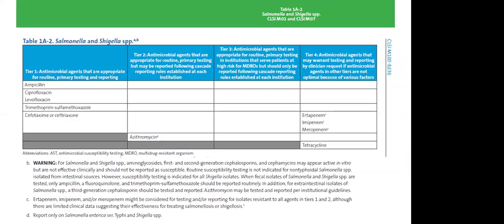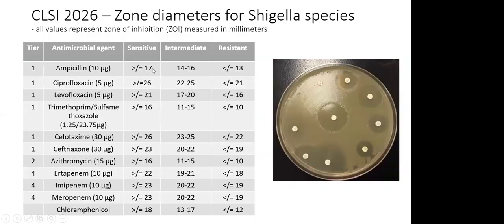As per CLSI, tier 1 for testing includes ampicillin, ciprofloxacin and levofloxacin, cotrimoxazole, and the third generation cephalosporins like cefotaxime and ceftriaxone. Tier 2 includes azithromycin, and tier 4 includes our carbapenems like ertapenem, imipenem, meropenem, and tetracycline is included. So these are the antibiotics which we routinely test for antimicrobial susceptibility. We can use this for both Salmonella and Shigella.